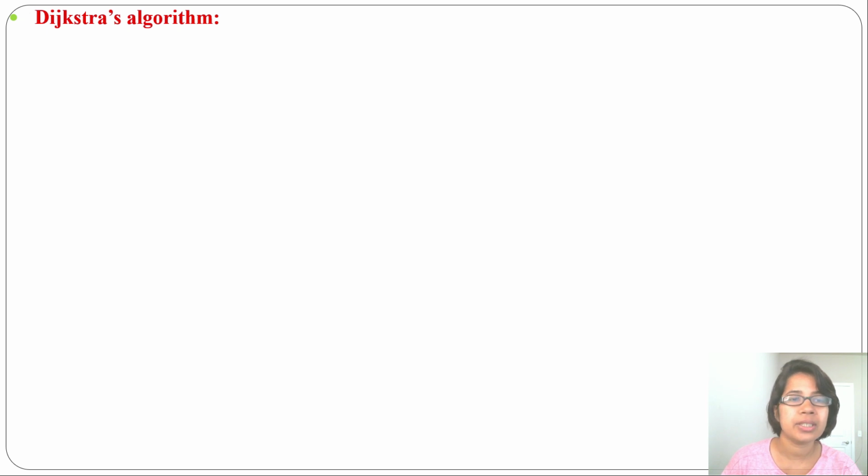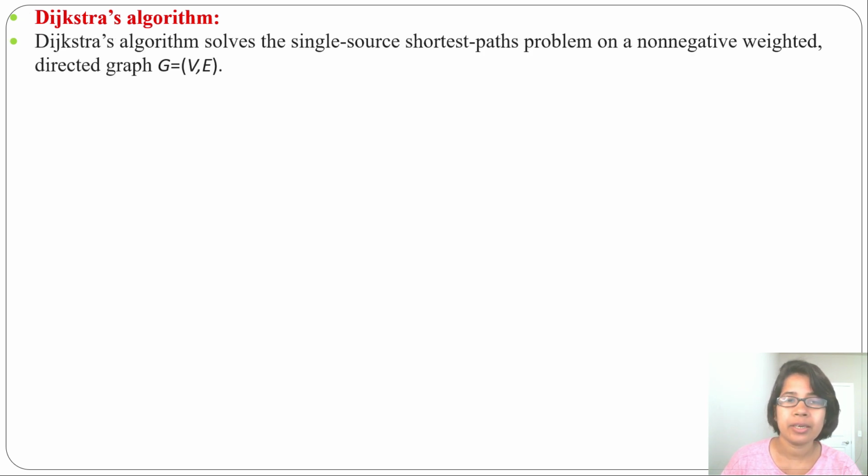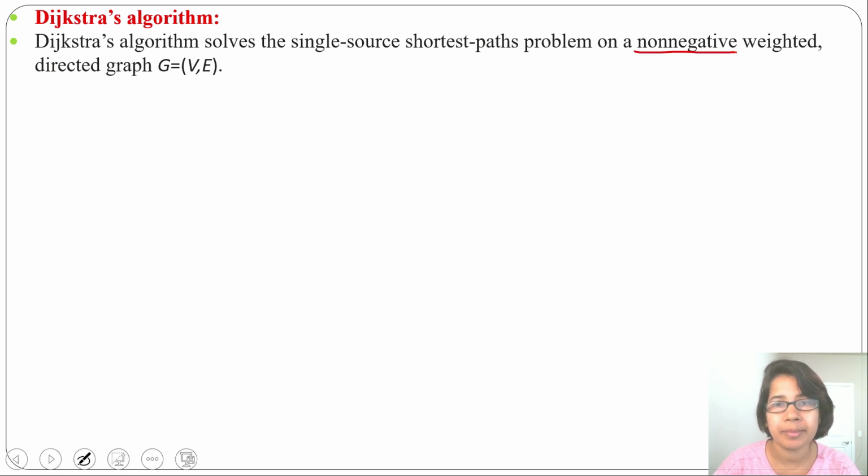Hi, let's discuss Dijkstra algorithm. Dijkstra algorithm solves the single source shortest path problem on a non-negative weighted directed graph G equals to (V, E). So weight should be non-negative, means it should be positive, and the graph should be directed.